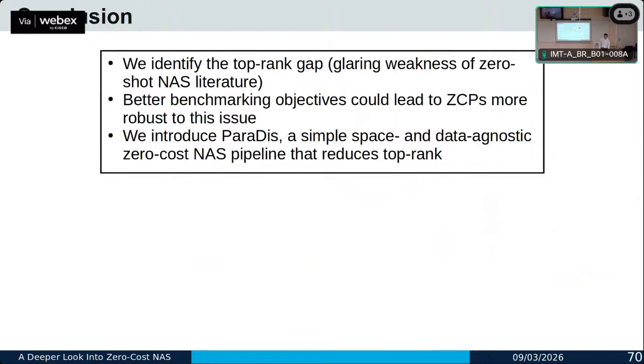So to conclude with this part about zero-cost proxies, we identified the top frame gap, which is a glaring weakness of the zero-cost literature. Then we tackled it in two ways. The first one being the benchmarking lens, and stating that better benchmarking objectives could lead to the construction down the line of zero-cost proxies that are more robust to these kinds of issues. And we also introduced our own method Paradis, which is a simple space and data agnostic pipeline.